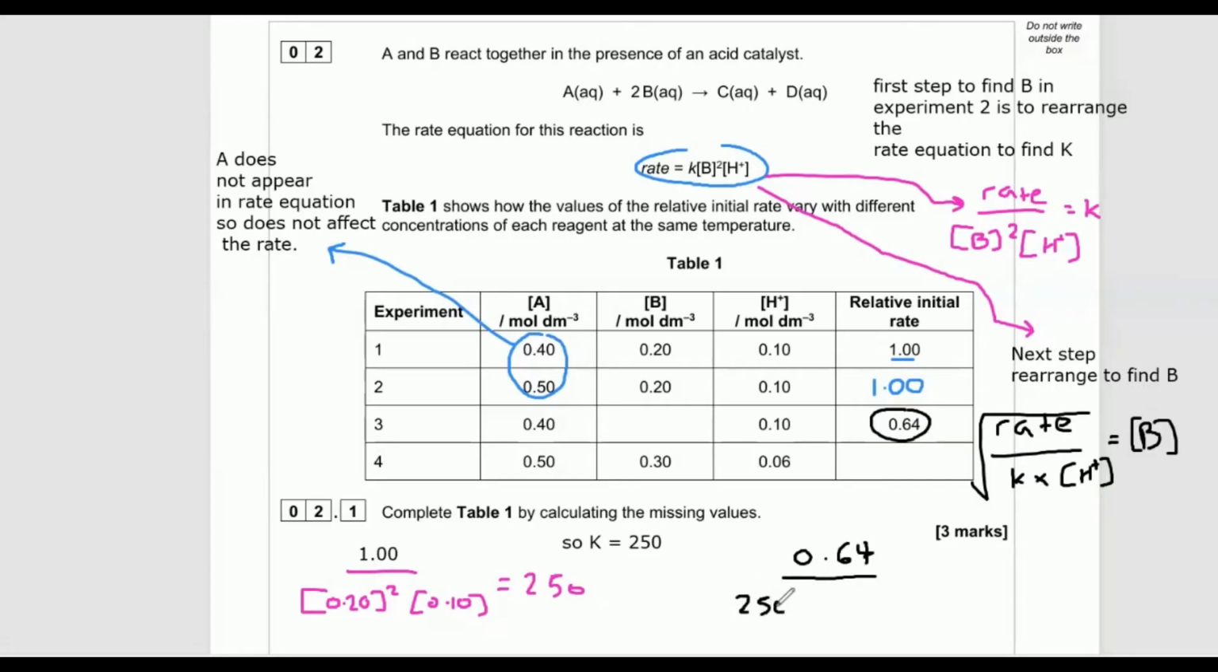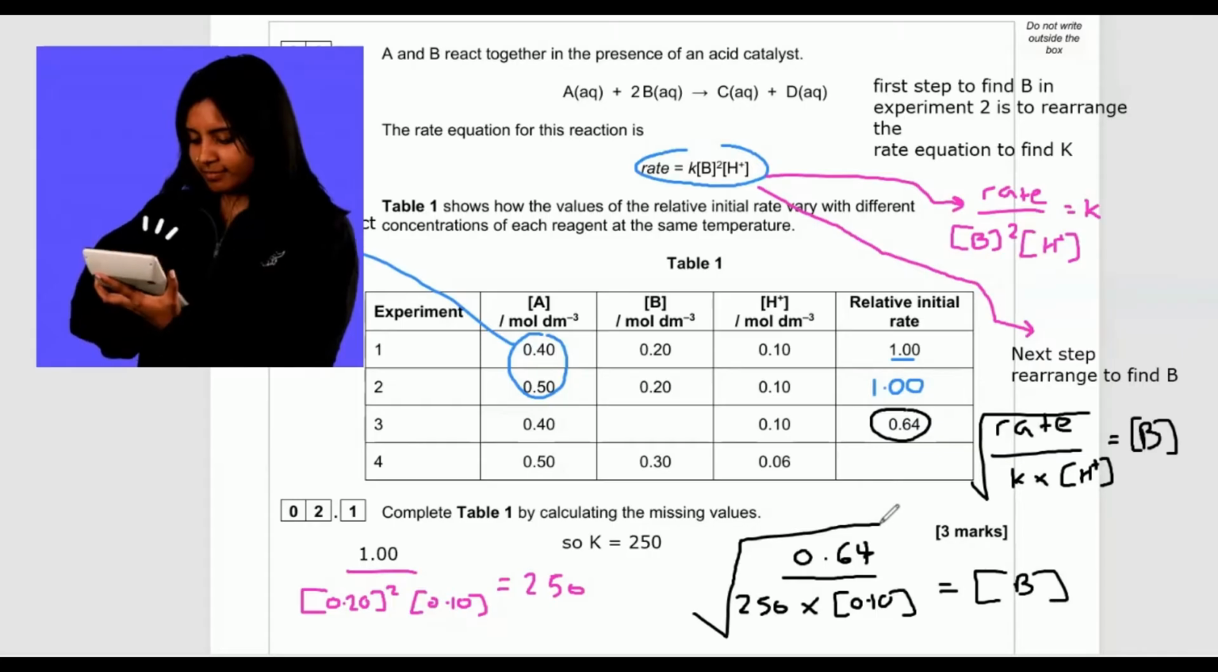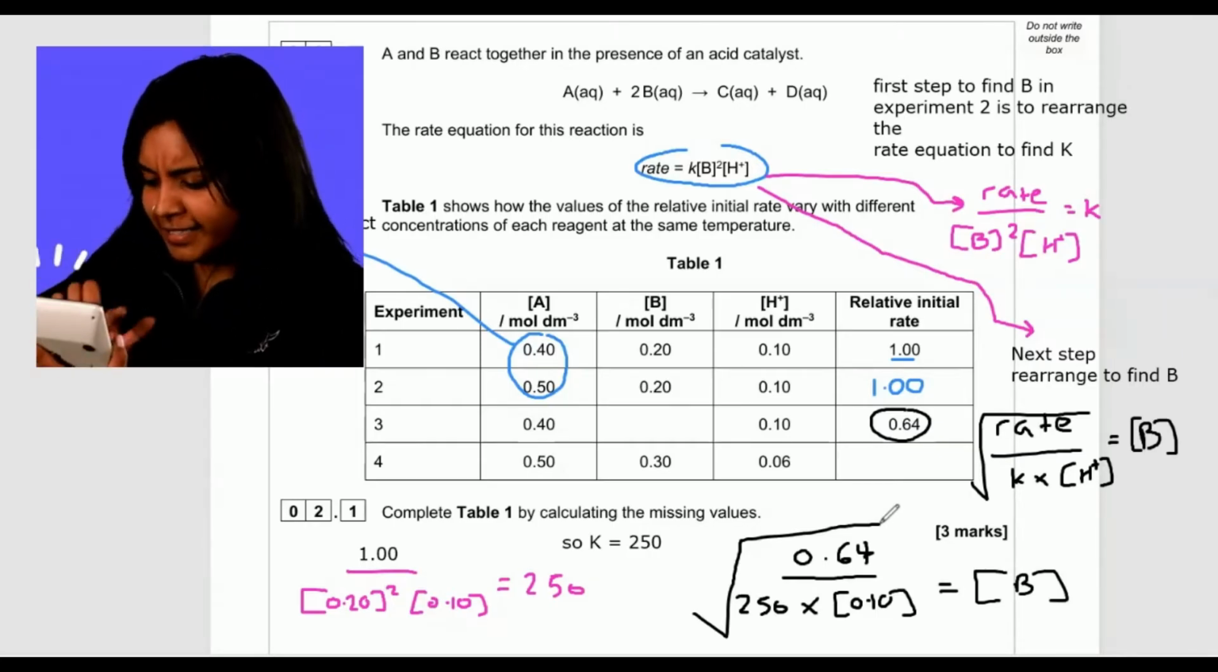We know that the rate for experiment 3 is 0.64, so the rate's gone down. We know that K is 250 for all of these, so we're going to do 250 times 0.1, which is the concentration of H, and that is going to give us B if we square root it. So let's whack that in the calculator and work that out.